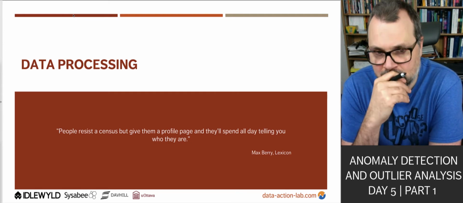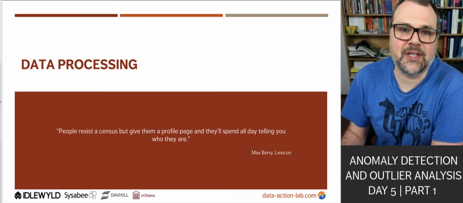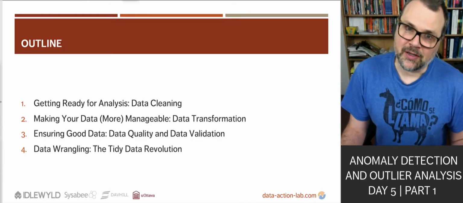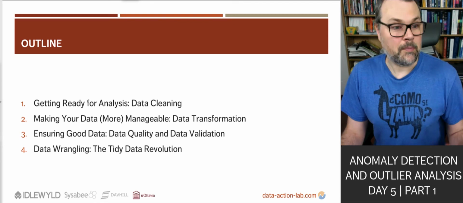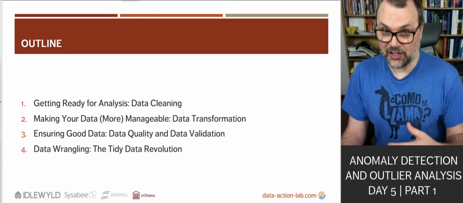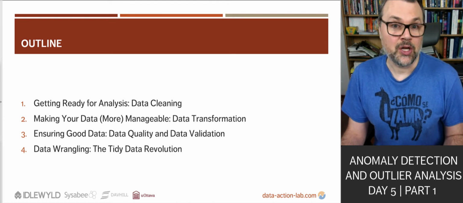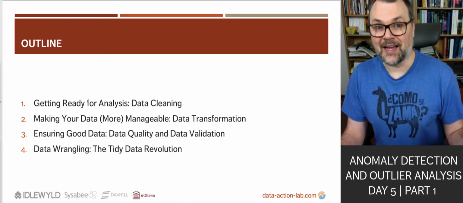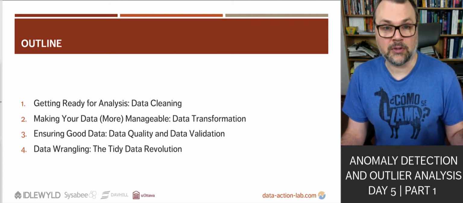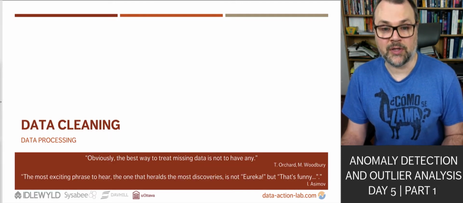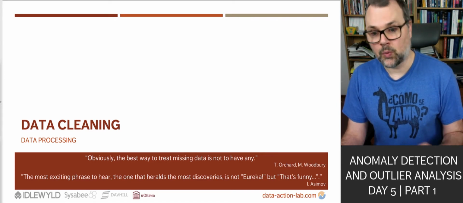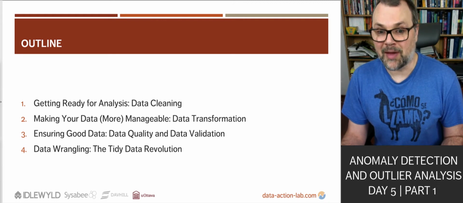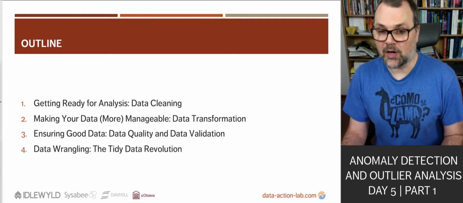We will be skipping over some sections in here because we're already going to be talking about anomaly detection and outlier analysis, and part of data hygiene and data processing is to make sure that you don't have anomalies, or if you have anomalies, that you're able to identify them or flag them as potential anomalies. So this isn't something that we're going to be talking about too much, but we will talk about data cleaning, we will talk about data transformations, and we will talk about data quality, data validation.